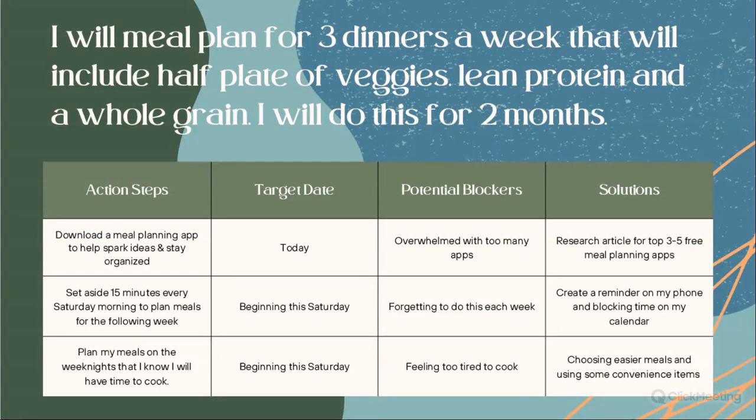Now, 3 dinners a week is doable. It's impossible in my house to plan dinners every single night because my family's schedule on some evenings is a little bit different. And so maybe some nights are leftovers or some nights are takeout. So planning 3 dinners a week, I'm going to start with that because that's doable for my family. I'll do it for 2 months and see how that works for us.